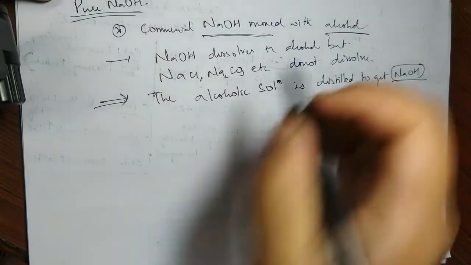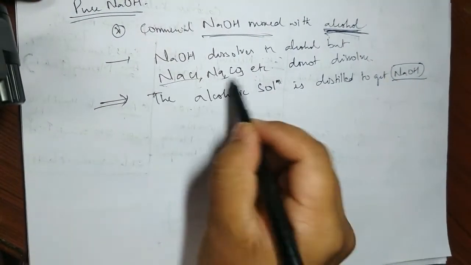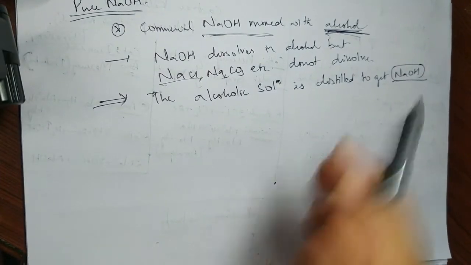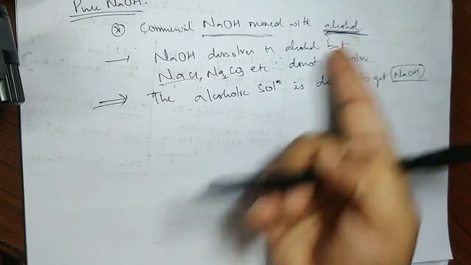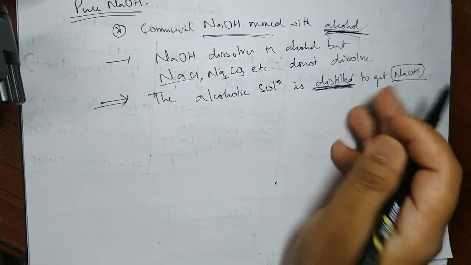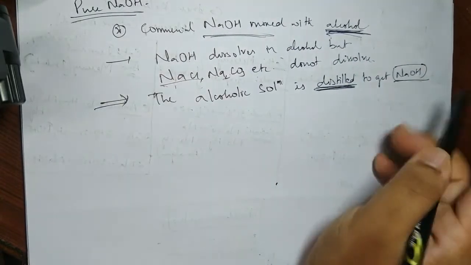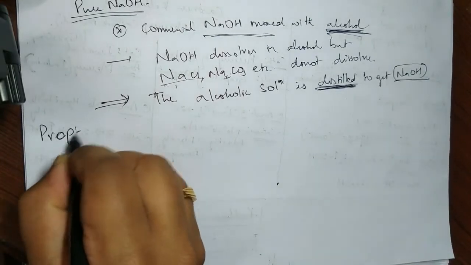Very simple. The point is to treat it with alcohol, because these impurities can also be soluble in water. So the best way is to treat it with alcohol. These impurities do not dissolve in alcohol, and the alcoholic solution you just distill, that is, evaporate. Automatically the alcohol comes out and NaOH will be retained there. Fine. So that's all. Now talking about properties.